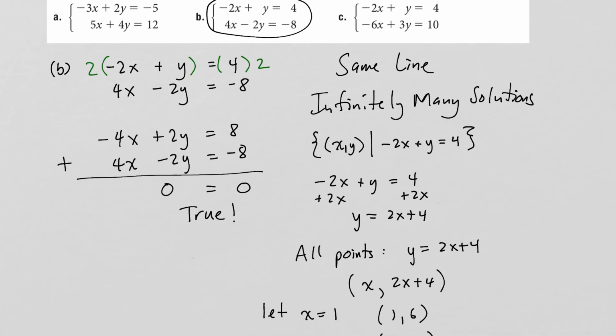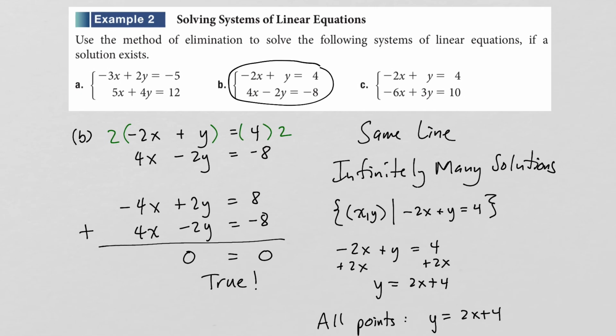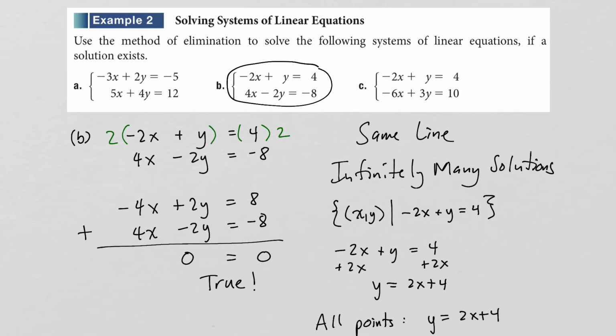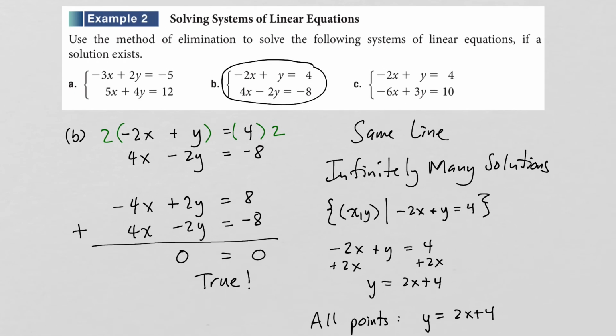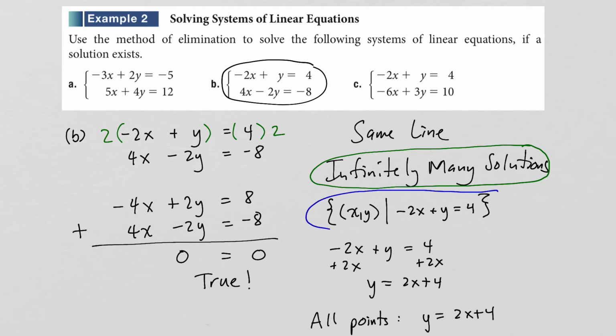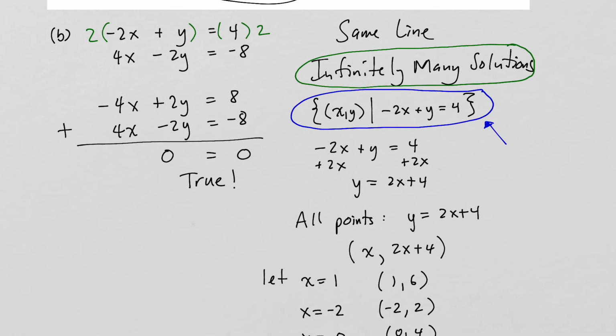Now, a lot of times when you're doing homework, I think this is especially true for online homework systems, they will simply ask you to describe the type of solutions you have, and so you would just say there are infinitely many solutions. But really the solution should be written as the set of points that satisfy it. So you should either write your solution like this, or you can write your solution like this. So there's a couple of different ways to express your answer here.